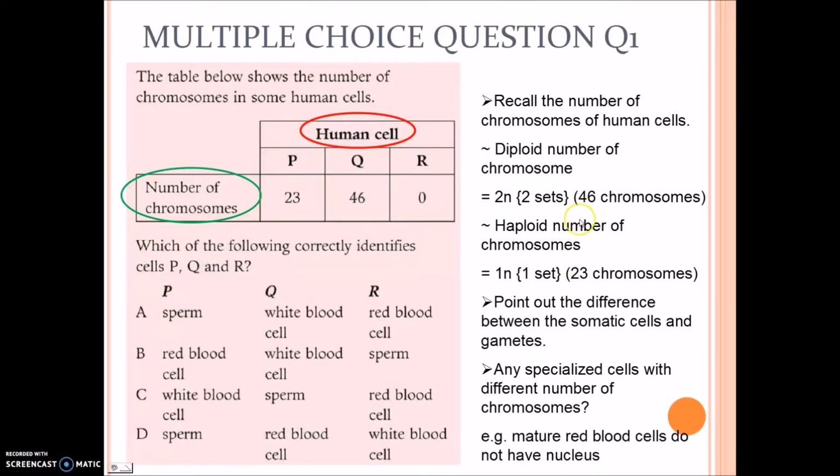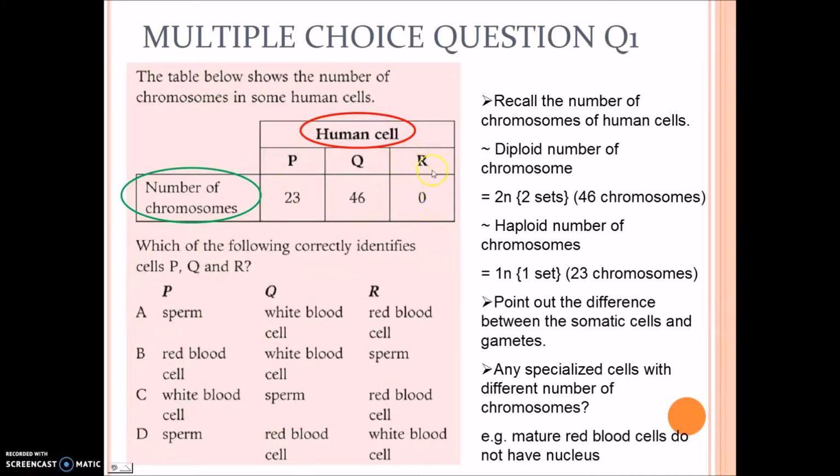For the haploid number of chromosomes in a human cell, 1 set, it is 23 chromosomes. Please remember this number, memorize it. Don't tell me, "Mr. Leung, I don't know the number of chromosomes in a human cell, so I don't know how to do the question." Sorry, you need to know it, you have to know it. So for this case, P, Q, R, 3 types of cells.